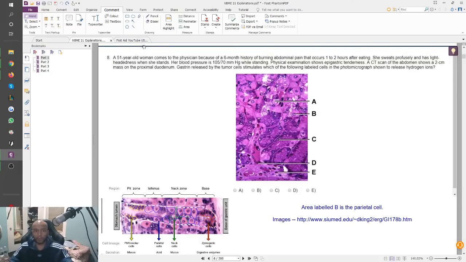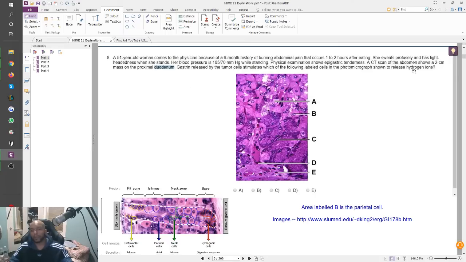You read the question: a 51-year-old woman comes to the physician because of a 6-month history of burning abdominal pain that occurs 1 to 2 hours after eating. She sweats profusely and has lightheadedness when she stands. Her blood pressure is pretty low while standing. Physical exam shows epigastric tenderness. CT scan of the abdomen shows a 2-centimeter mass on the proximal duodenum. Right, so a duodenal mass. Gastrin, released by the tumor cells, stimulates which of the following labeled cells in the photomicrograph to release hydrogen ions?